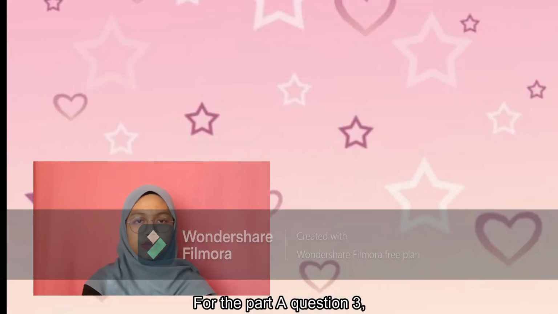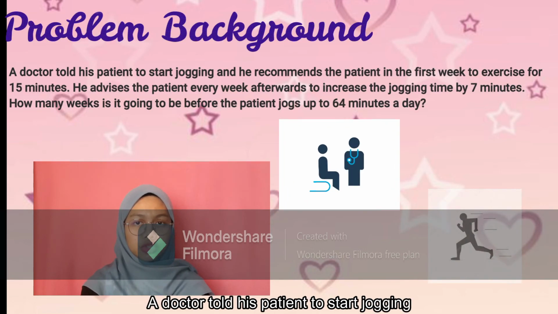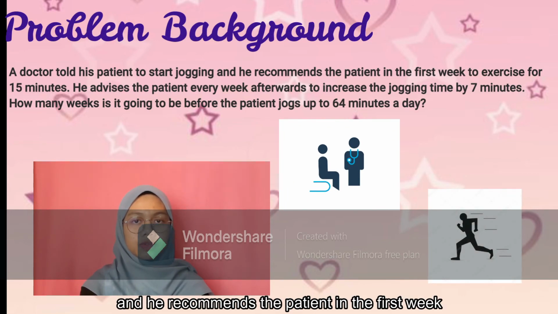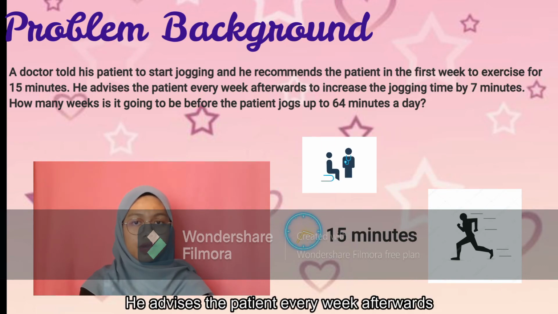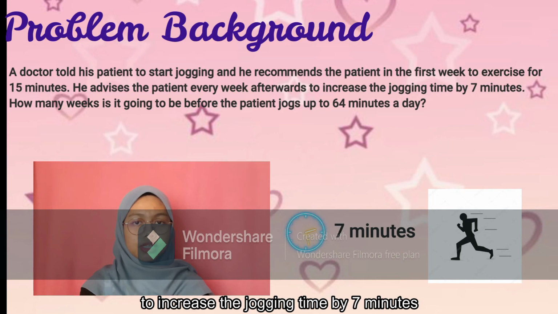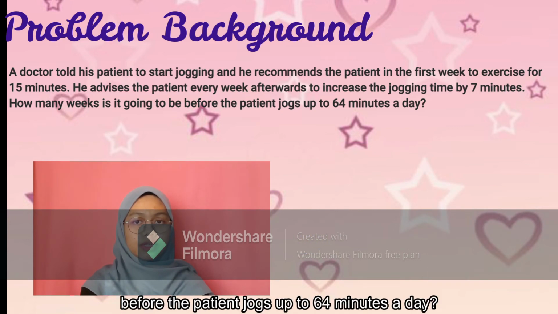For the part A question 3, the problem background is a doctor told his patient to start jogging and he recommends the patient in the first week to exercise for 15 minutes. He advises the patient every week afterwards to increase the jogging time by 7 minutes. How many weeks is it going to be before the patient jogs up to 64 minutes?